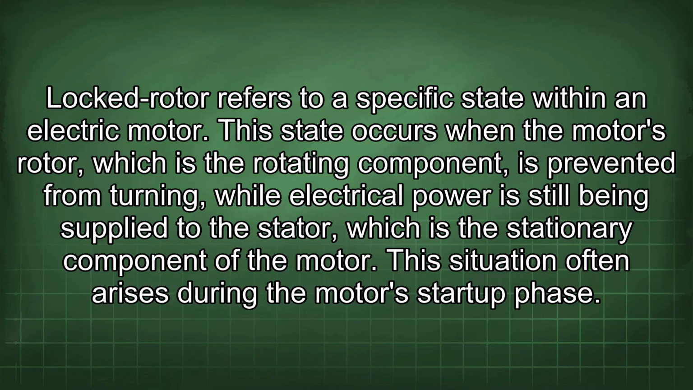Locked-rotor refers to a specific state within an electric motor. This state occurs when the motor's rotor, which is the rotating component, is prevented from turning, while electrical power is still being supplied to the stator, which is the stationary component of the motor. This situation often arises during the motor's startup phase.